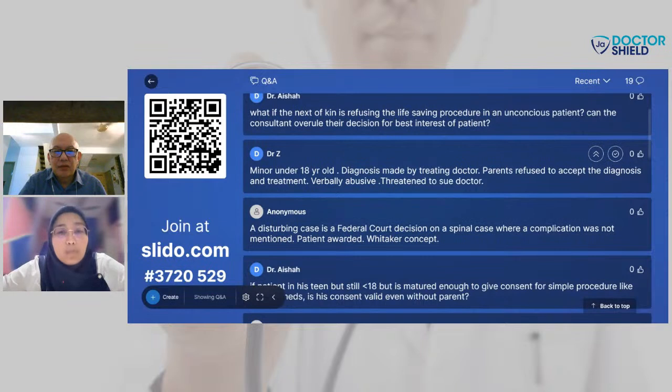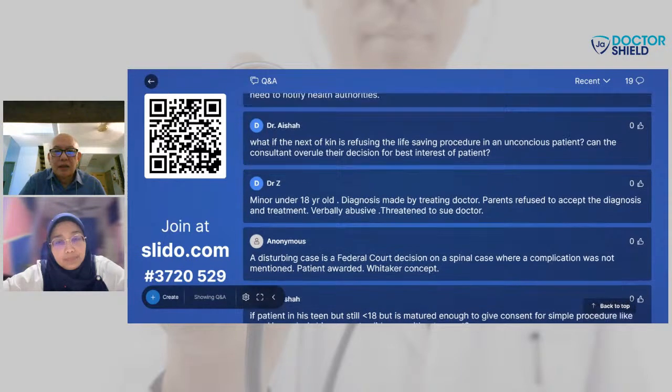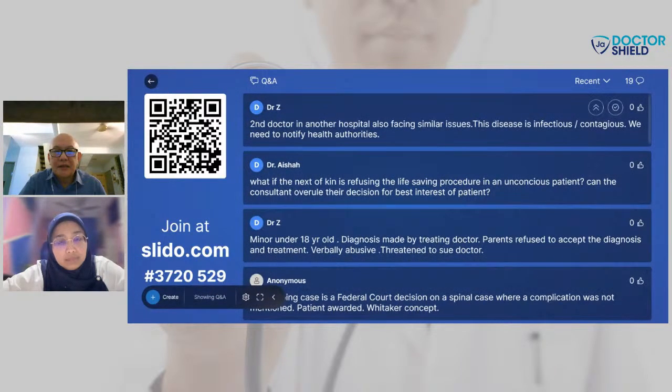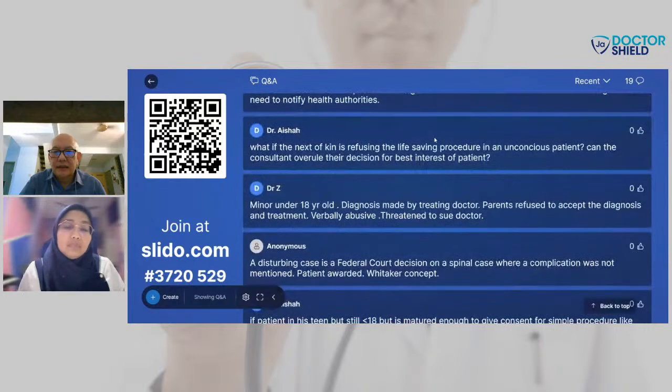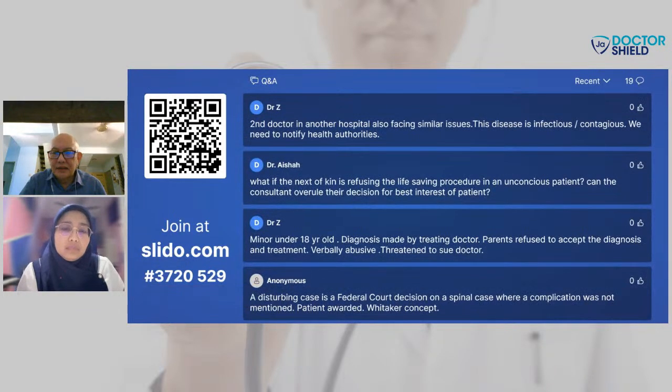Dr. Z has a question and comment. Minor under 18, diagnosis made by treating doctor. Parents refuse to accept diagnosis, verbally abuse and threaten to sue. Then second doctor and others also face issues. The disease is infectious and contagious. We need to notify health authorities. I'm not sure what the consent here is related to. Consent to treat, or consent for notification in particular types of infectious disease?